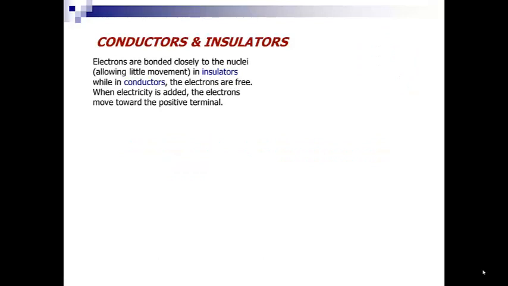Electrons are bonded closely to the nuclei, allowing little movement in insulators, while in conductors, the electrons are free. When electricity is added, the electrons move towards the positive terminal. So here you have a good conductor, electrons are moving. Here you have a semiconductor, some electrons are moving, and an insulator, no electrons are moving.